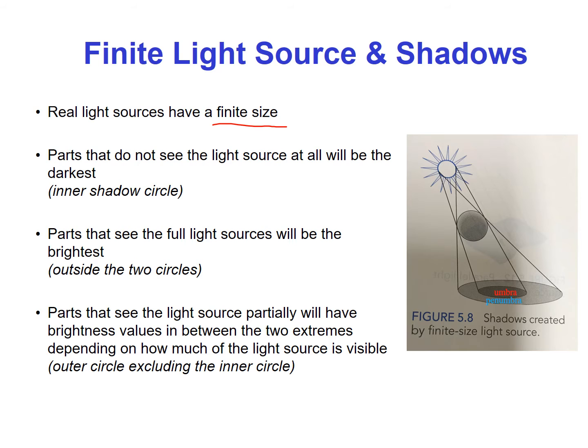Parts that do not see the complete light source will be in the darkest inner circle called the umbra. Now parts that see the full light source will be in the brightest part, that is outside both circles. But parts that see the light source partially would be within this circle, where as you move from here to here, the light source will slowly vanish behind the object. This complicates real lighting further.